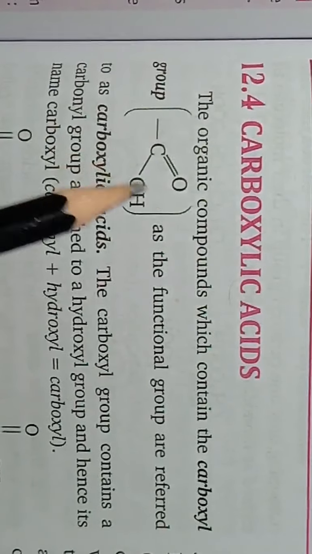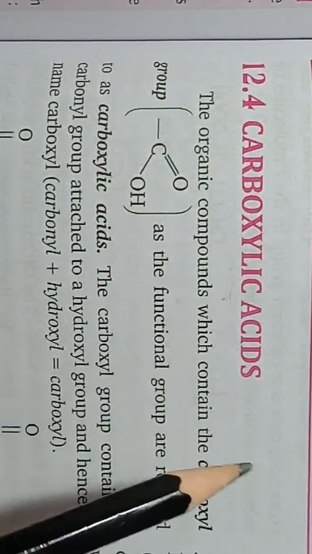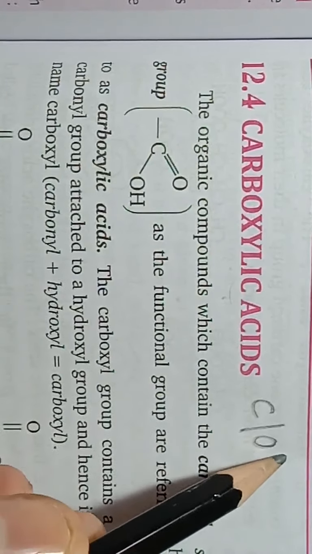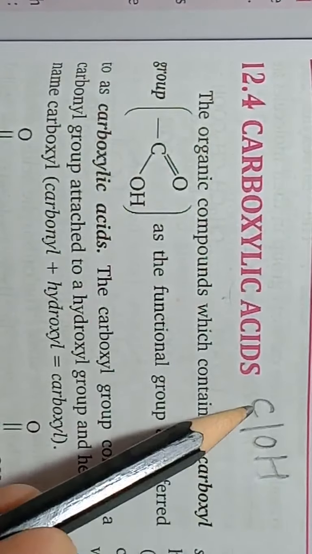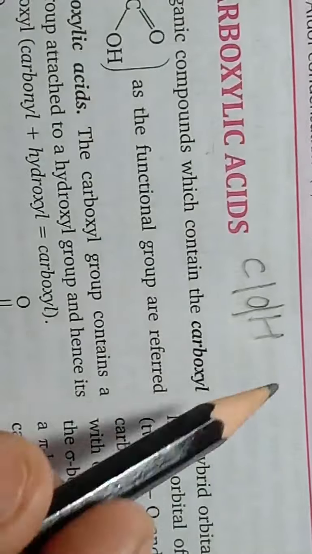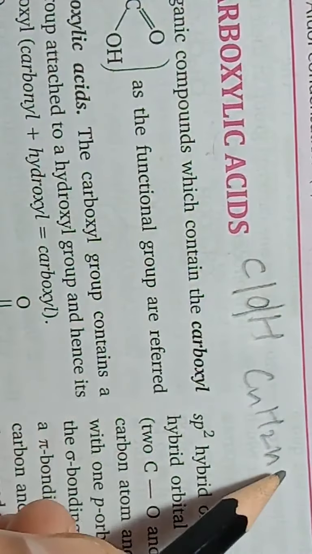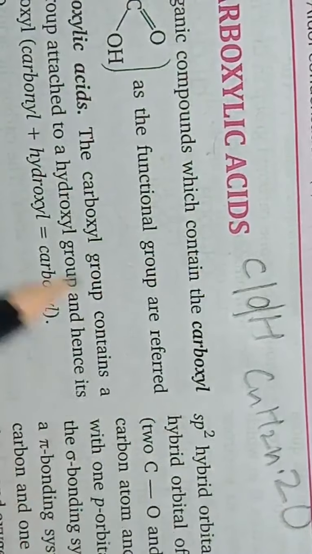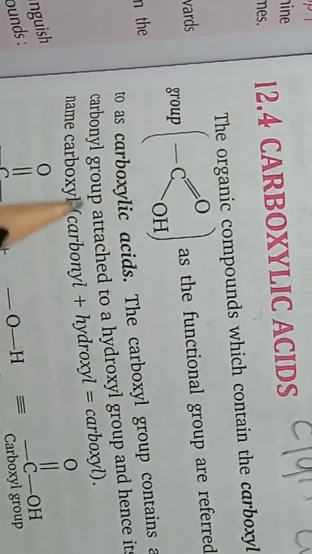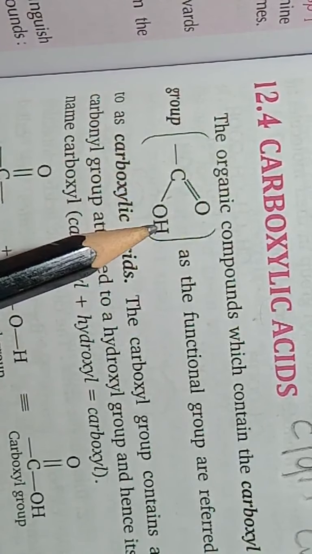Hello children, in this lecture we will discuss carboxylic acids. Carboxylic acids are organic compounds made up of carbon, oxygen and hydrogen. Their general formula is CnH2nO2. This is the general formula of carboxylic acid, and the functional group is C double bond O OH.